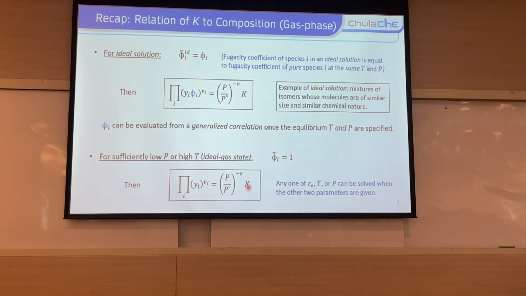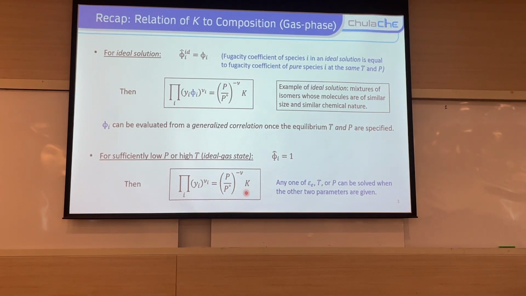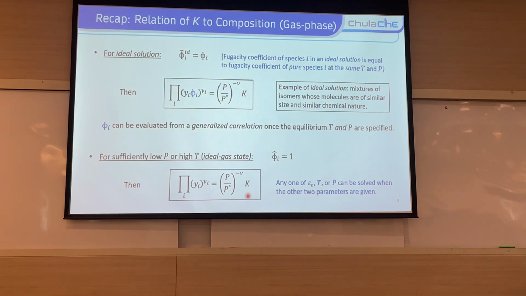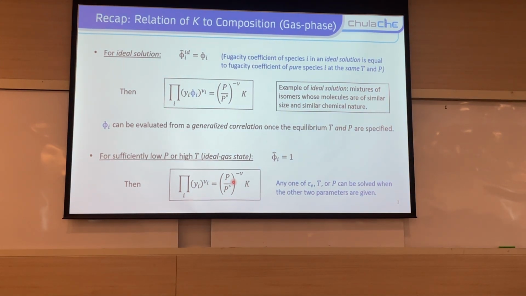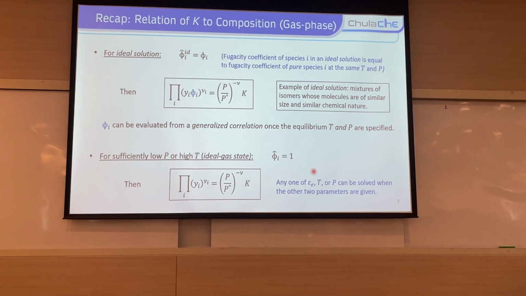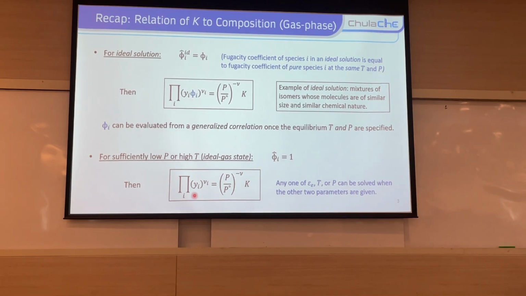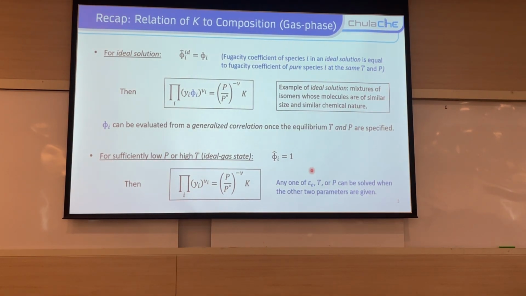separately. For example, if you know the temperature, then you can calculate the equilibrium constant. If you also know the pressure, then from this equation you can find the equilibrium reaction coordinate here, since the mole fraction is a function of the reaction coordinate, or vice versa for the other parameters.